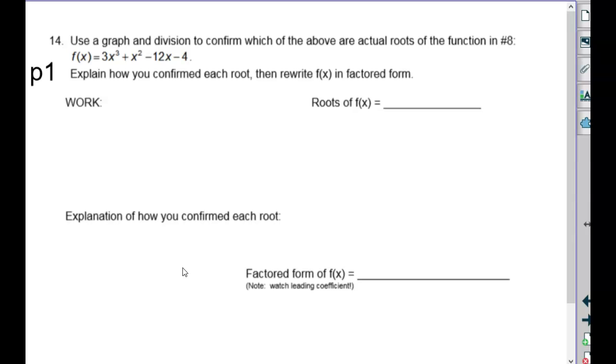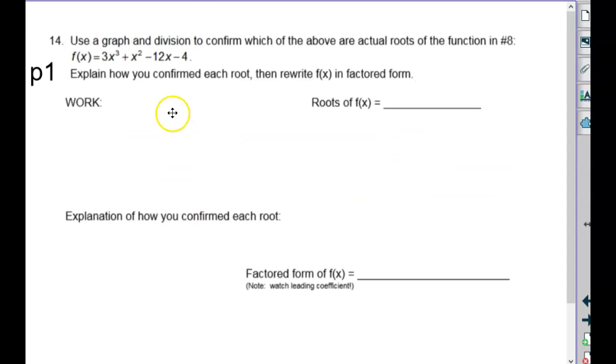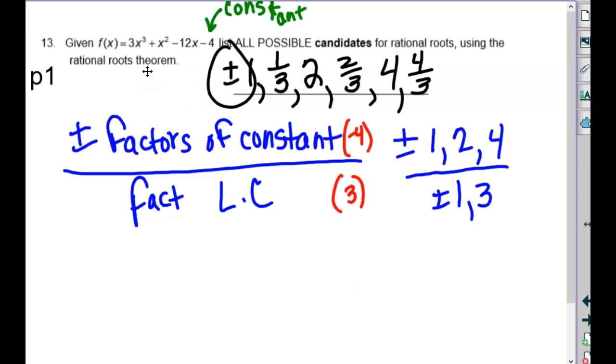Number 14, use a graph and division to confirm which of the above are actual factors. It's not 8, it's 13, right? But in this, we just made them go together so that you could save time. You should know by the fact that you listed those that we can test those, right?